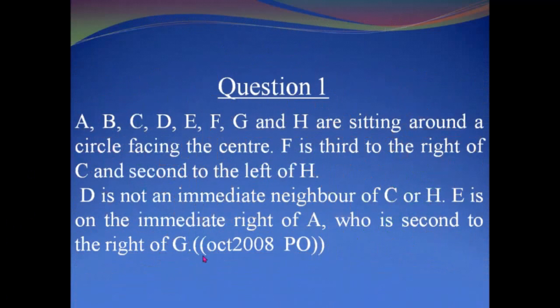Let us start. Question number 1. A, B, C, D, E, F, G and H are sitting around a circle facing the center. F is third to the right of C and second to the left of H. D is not an immediate neighbor of C or H. E is on the immediate right of A, who is second to the right of G. This question was asked in the SBI PO examination which was conducted in 2008.